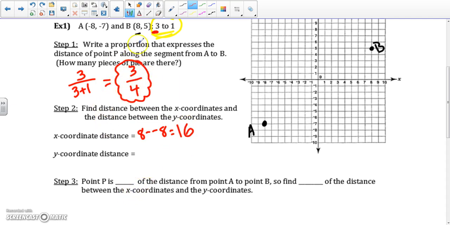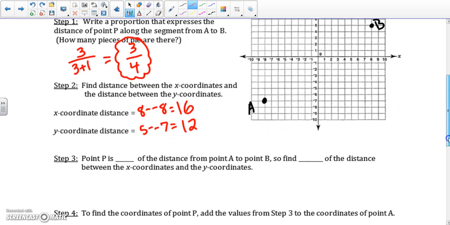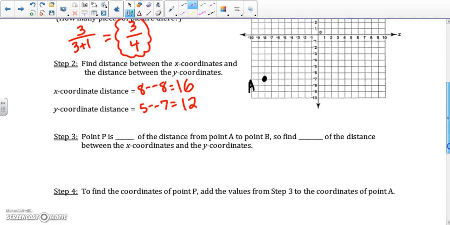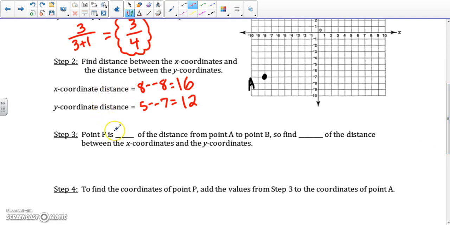The distance from the y coordinates, we go from -7 to 5. So we can just subtract: 5 minus -7. So those are basically our mile markers. We're going 16 miles on the x coordinates. We're going 12 miles on the y coordinates. All right, remember, pause if you need to, rewind if you need to.